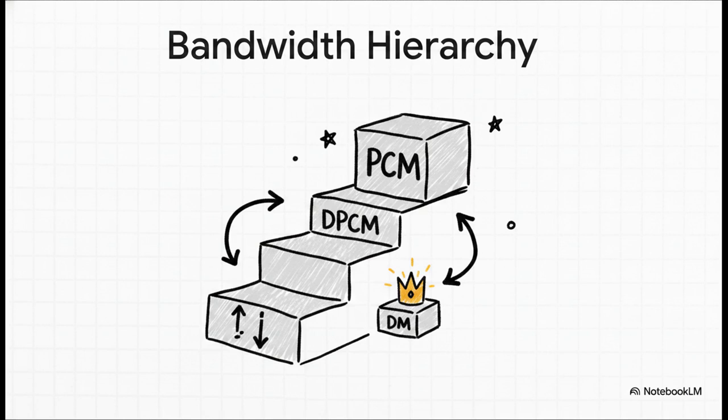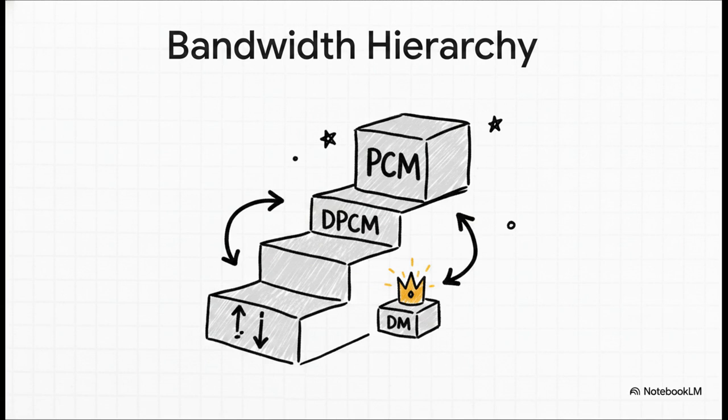Let's track the evolution. Pulse code modulation, PCM, encodes the absolute value of every single sample using n bits. Differential PCM, DPCM, uses a prediction filter to only encode the difference between consecutive samples, which obviously takes fewer bits. But delta modulation, or DM, takes the crown. It uses a 1-bit quantizer.